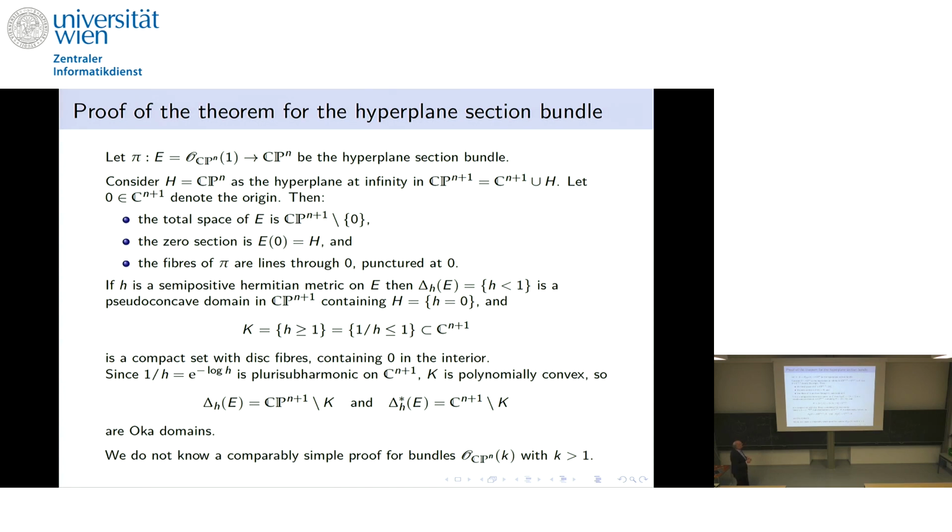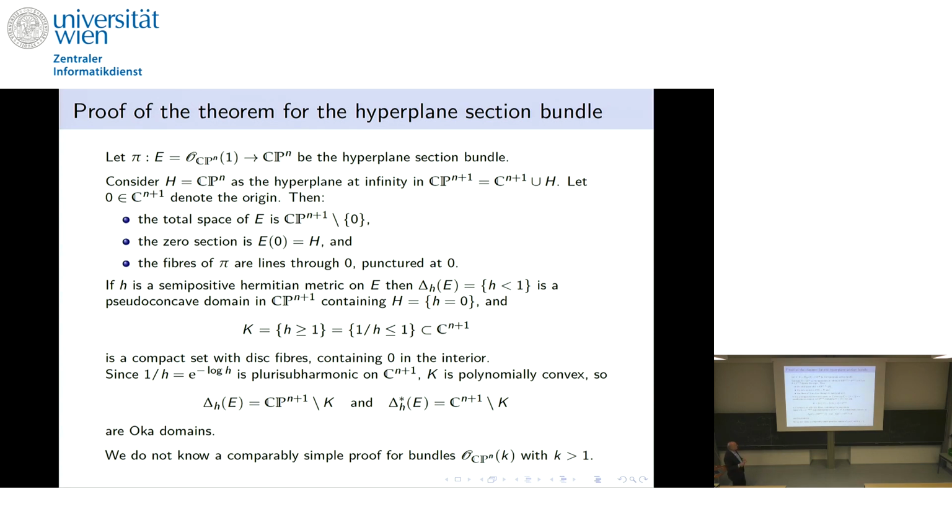Why? First of all, it's defined as 0 less or equal to 1 over H less or equal to 1. But you see 1 over H is e to the minus log H. And this one is plurisubharmonic because minus log H is plurisubharmonic. So this set is defined by a sublevel set of a plurisubharmonic function, so it's polynomially convex.